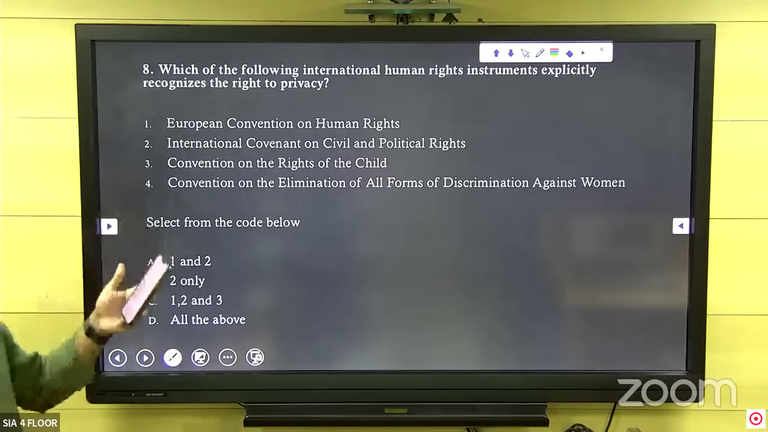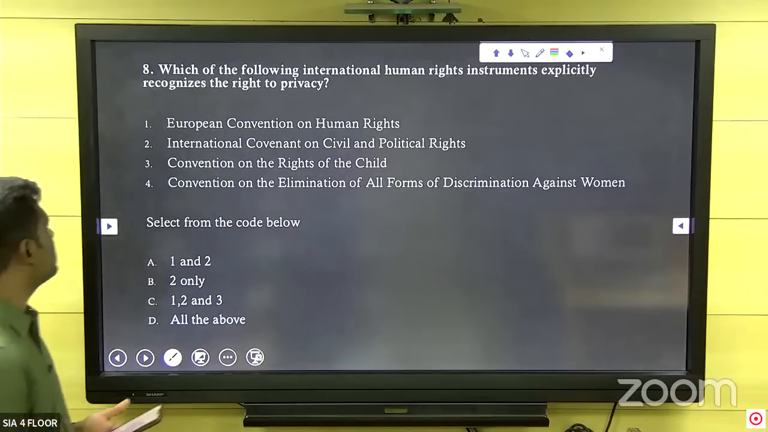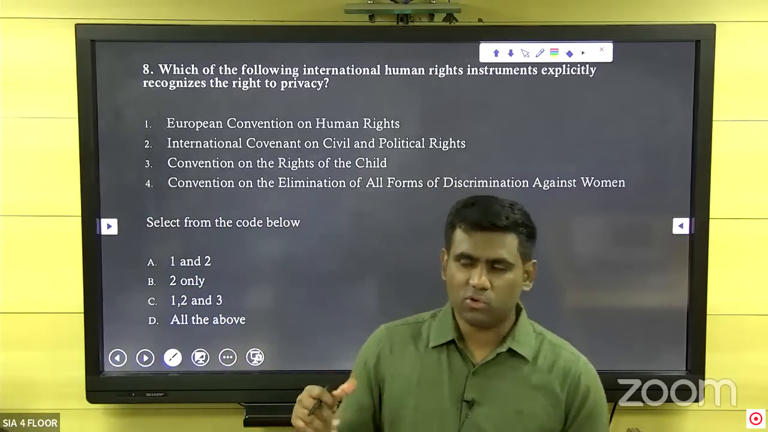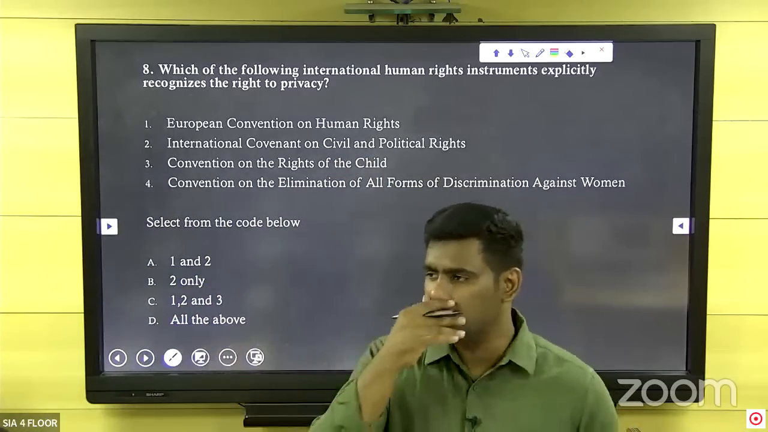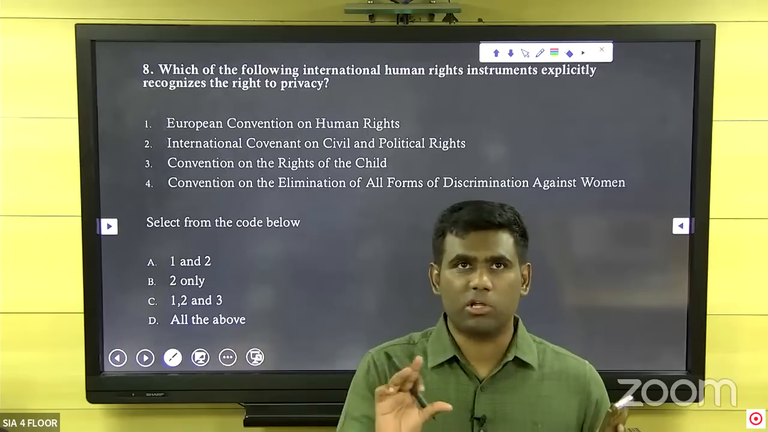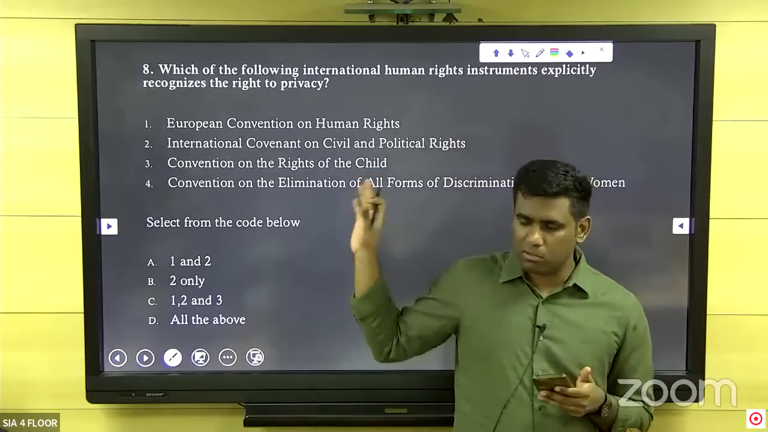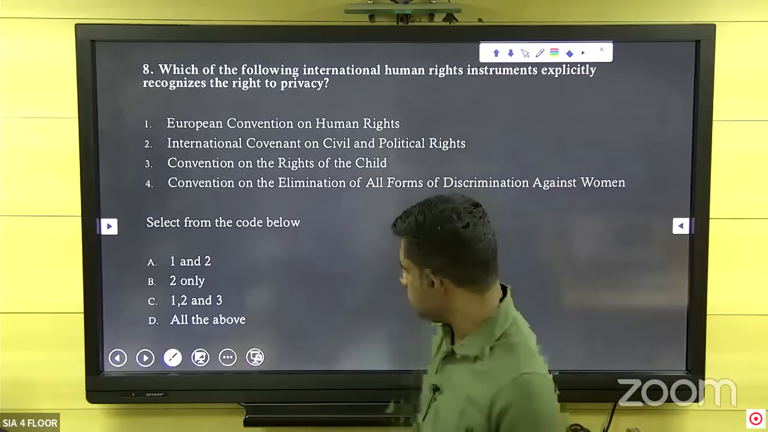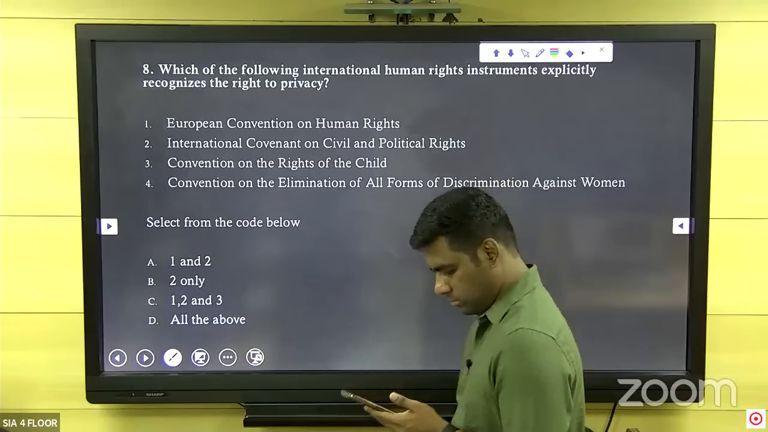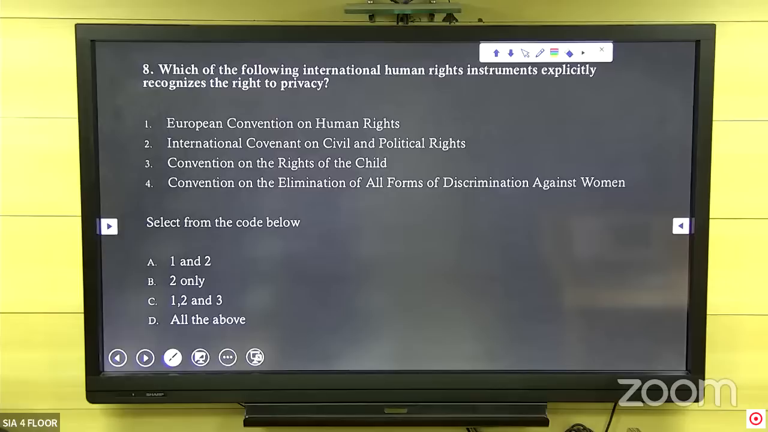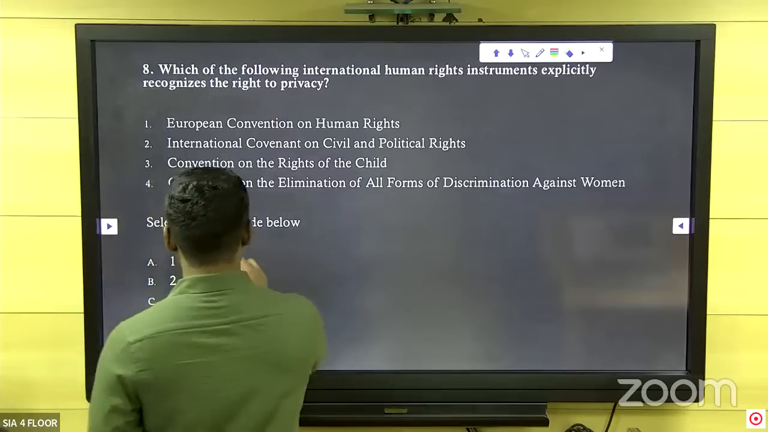Which of the following international human rights instruments explicitly recognizes the right to privacy? And let me tell you, you can get the answer right, even though you may not know any of these international instruments. You have to think about the concept of privacy and which fundamental right it is related to. Based on that, you'll be able to get this. Okay, many right answers. The answer is 1 and 2.